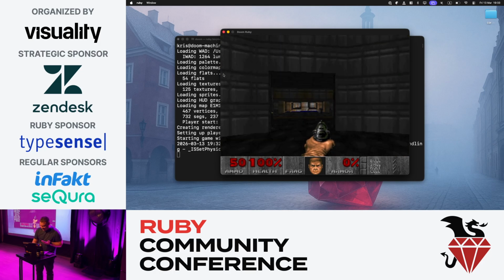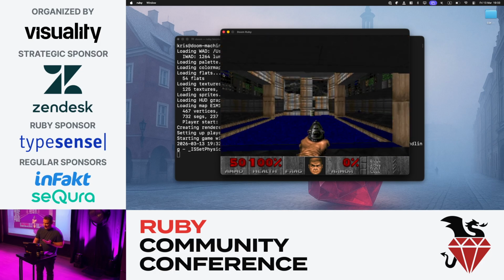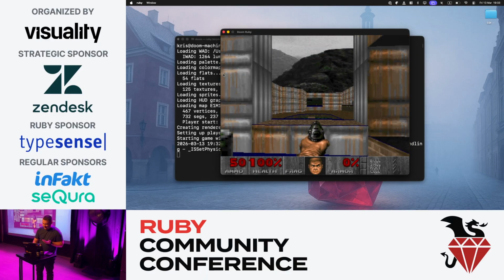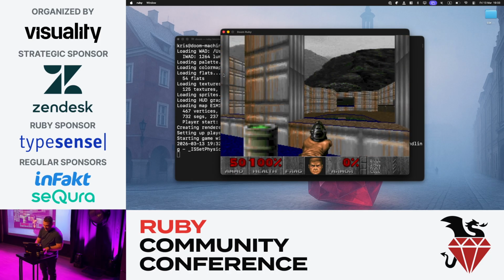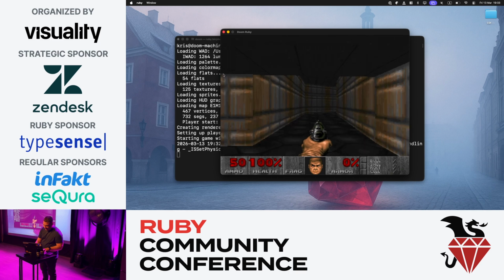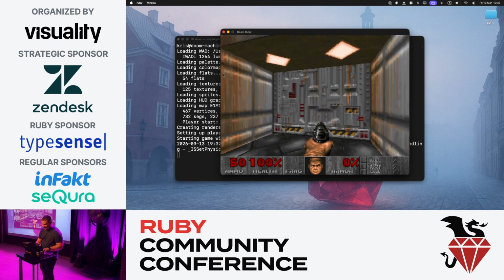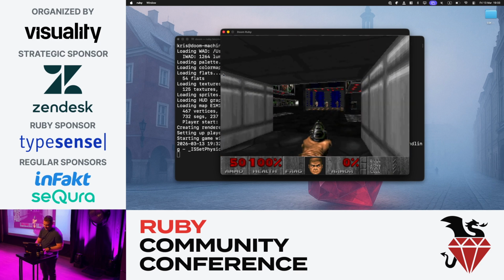Not yet, at least. There are some interesting bugs because Doom, for example, uses a specific type of float that I haven't implemented because I'm lazy, and that's the reason why there is a blue line over here. But you can actually go through the entire level. It works. There is a little bounce when you move. You can open the doors.